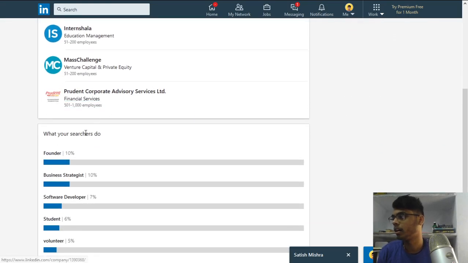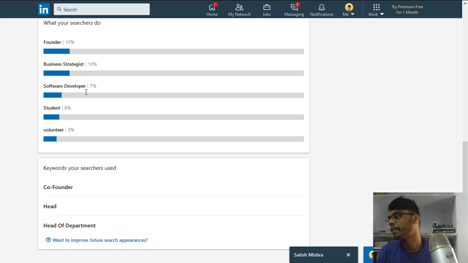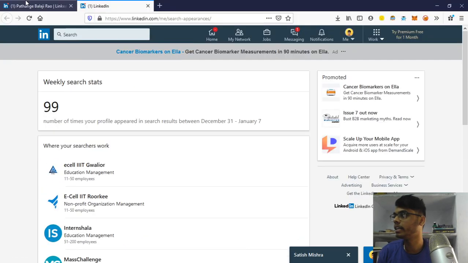And the searches are 10% from founders, 10% from business strategists. This is a pretty good analysis where you can see if your profile is really ranking on the right grounds. You can also see the keywords where you are being highlighted, like co-founder, head, or head of department. So you can have insights from this.